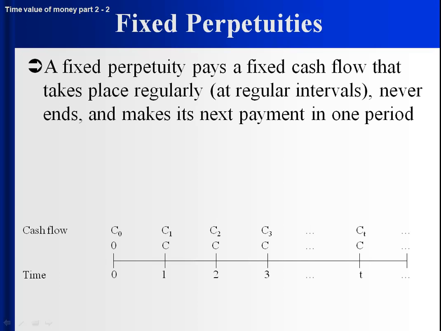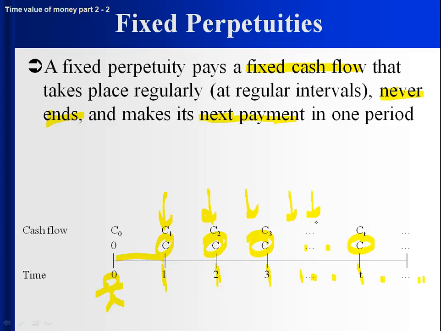What is a fixed perpetuity? A fixed perpetuity pays a fixed cash flow. So cash flow, cash flow, cash flow, cash flow, and notice it's fixed. It takes place regularly, in 1, 2, 3, all the way out forever and ever, because it never ends. And this is really important: its next payment is in one period. So here we are today at time 0. In one period is that next cash flow. And then after that, every period, every month, every quarter, every year, whatever the period is, it's going to make the same cash flow forever and ever.